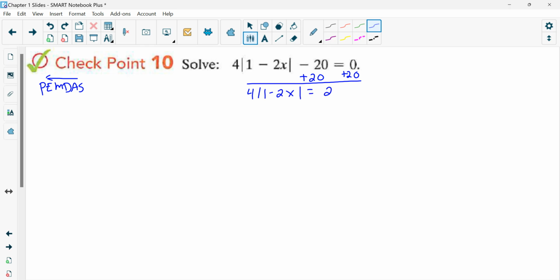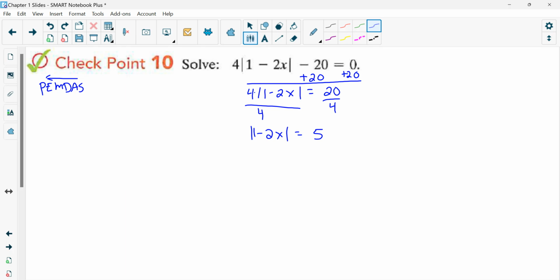Remember, we're undoing it to isolate it. We cannot distribute through an absolute value. If it's parentheses, we can distribute, but if it's absolute value, we can't. So this is really 4 times the absolute value, so we are going to divide by 4. And so the absolute value is still there. We have the absolute value of 1 minus 2x equals 5.